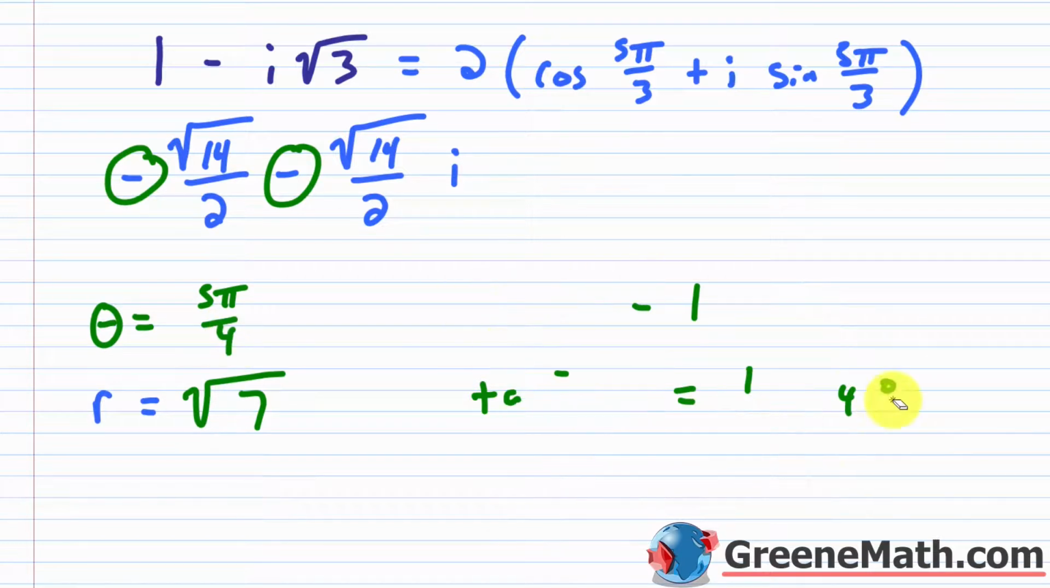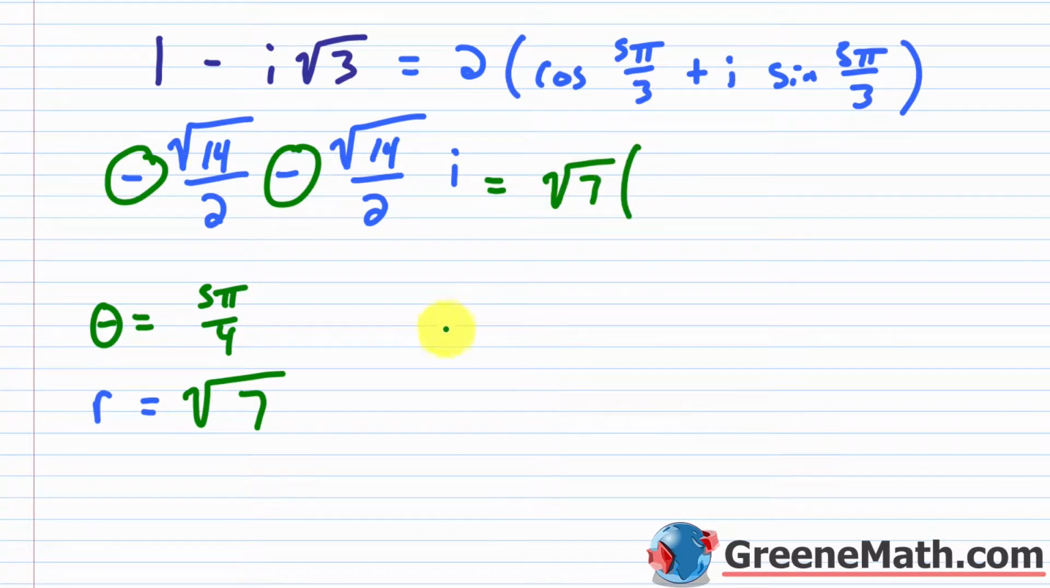Let's get rid of all this. So in polar form, this guy is going to be our square root of 7 multiplied by the cosine of 5 pi over 4 plus i times the sine of 5 pi over 4. Okay, so this part's done.